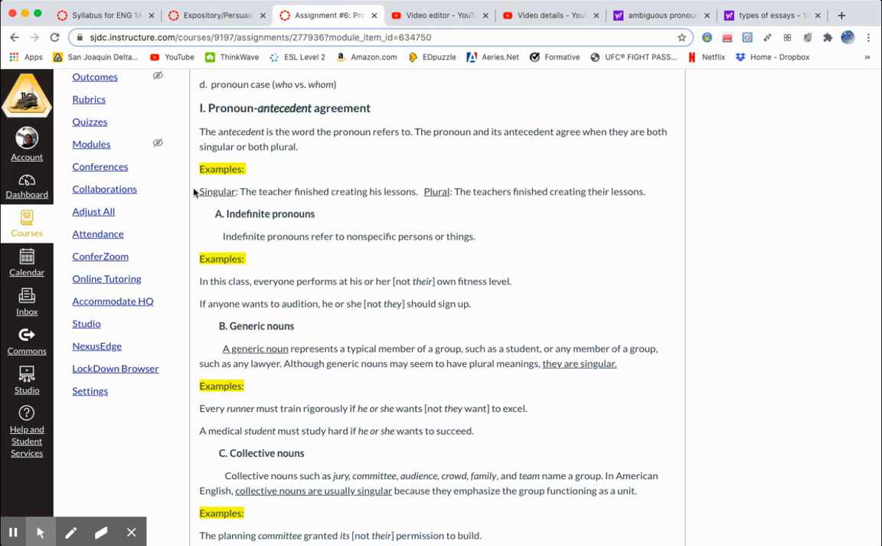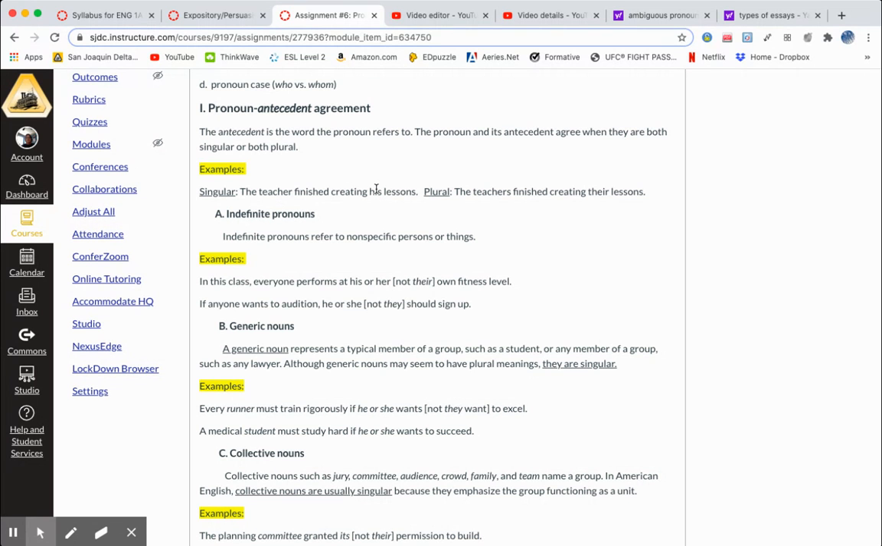In the first case, we have singular, and in the second, plural. That is, our subject is singular, and our subject in the second case is plural. The antecedent in the first case is teacher, and the antecedent in the second case is teachers. Therefore, the pronoun must be in the first case singular, as is its antecedent, and in the second case, plural, as is its antecedent. So the teacher finished creating his lessons.